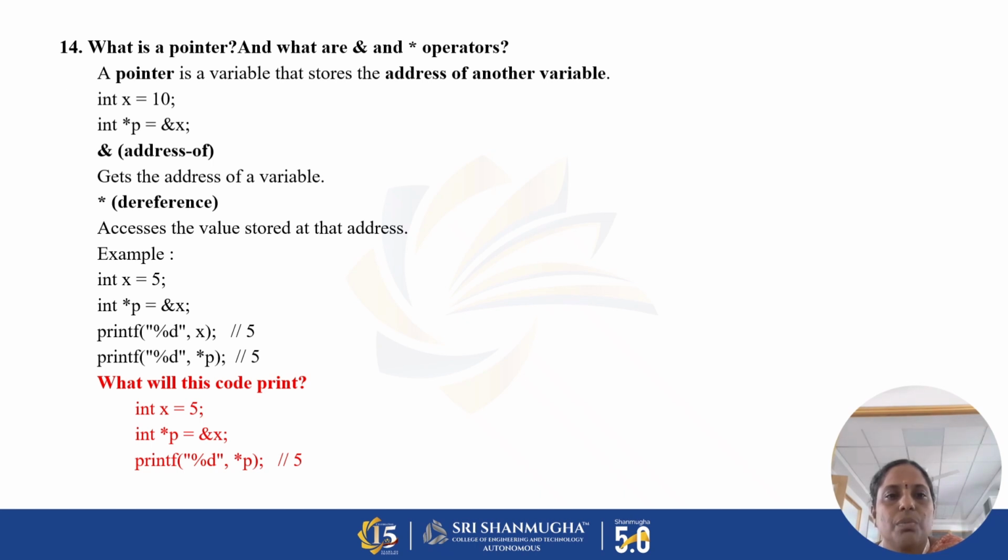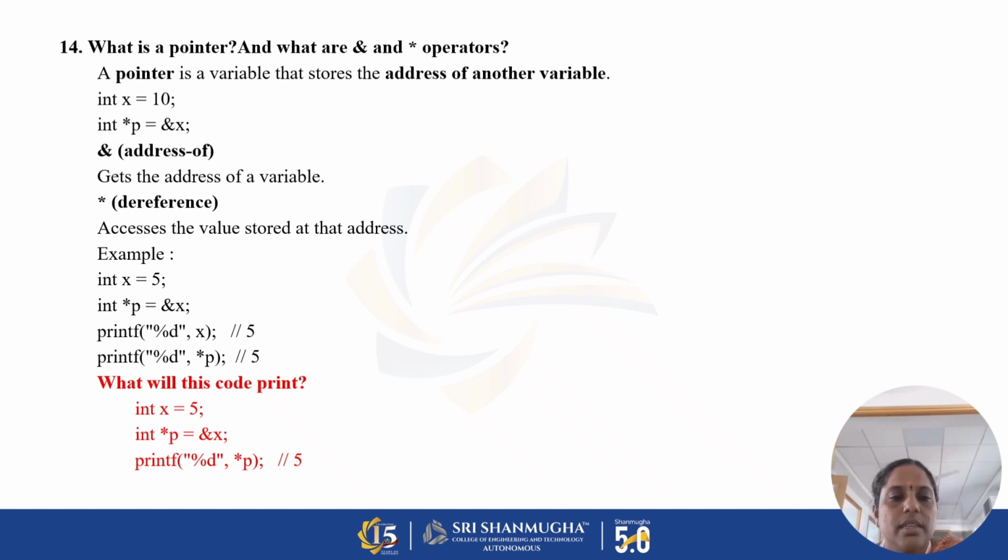Next, what is a pointer, and what are the ampersand symbol and the pointer operator? A pointer is a variable that stores the address of another variable. This is a concept that mainly deals with memory management. So, int x = 10; int *p = &x. Ampersand is the address-of operator. Star is the dereferencing operator. It gets the value stored at the address.